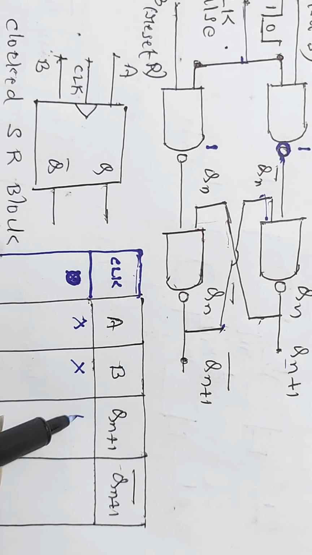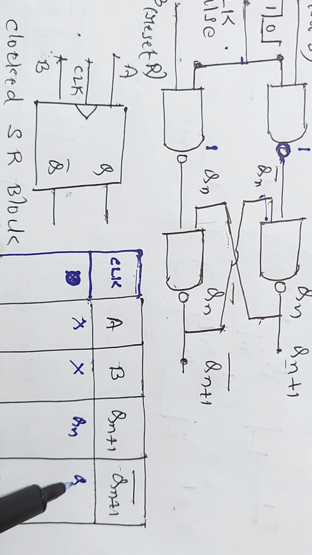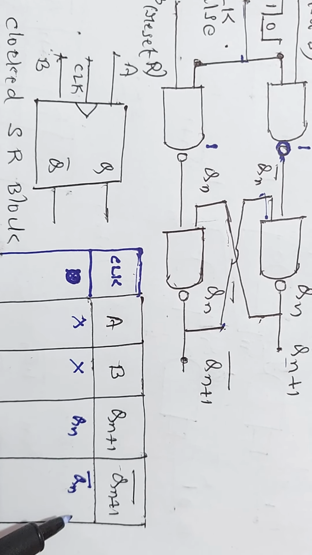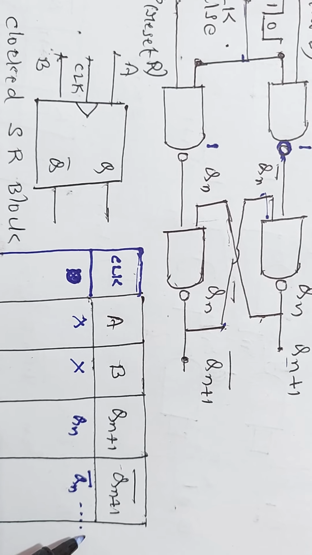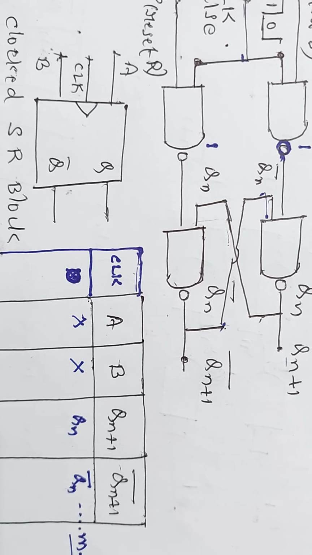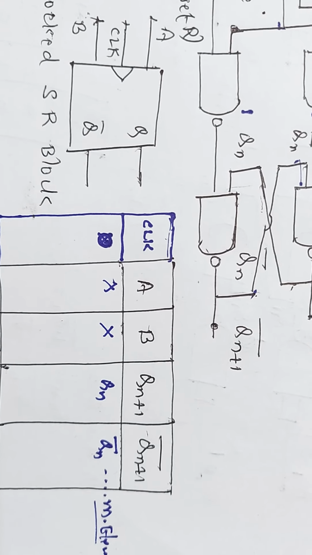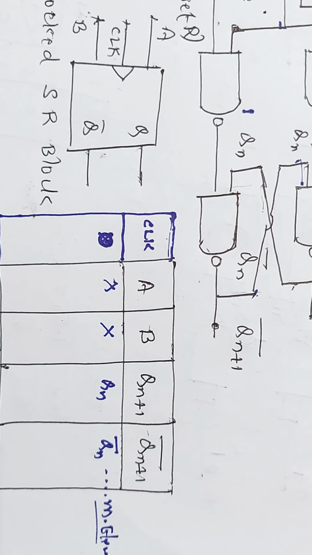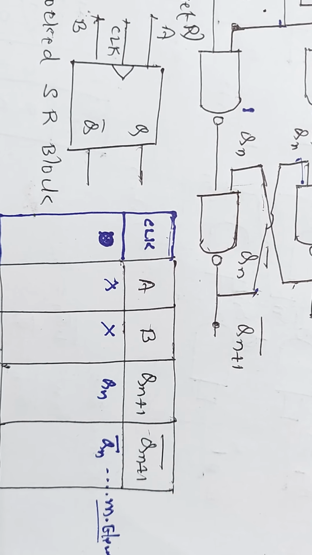Therefore, output Qn plus 1 is Qn, and this is Qn bar. That means it remains in the previous state. This is called a memory element. Therefore, when there is no clock pulse, the clocked SR flip-flop acts as a memory element and it functions like a normal SR flip-flop.